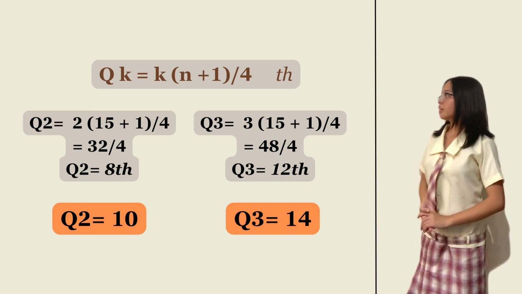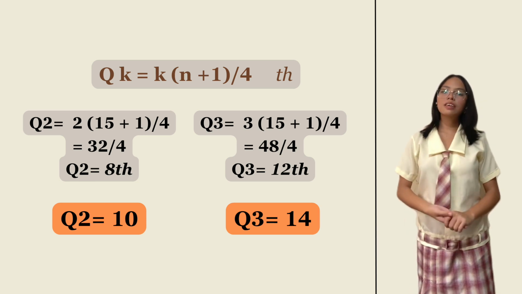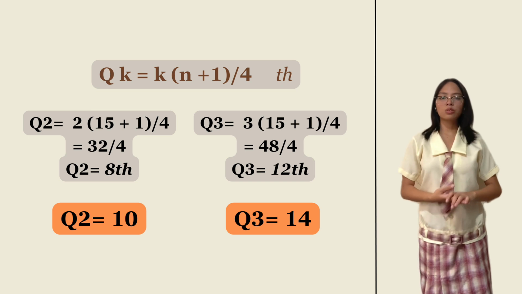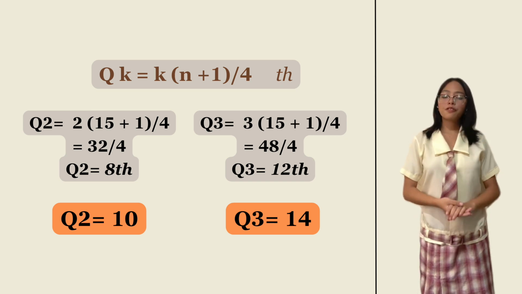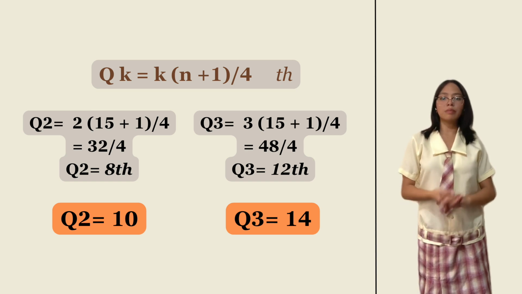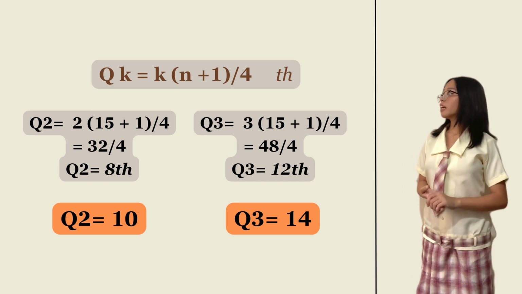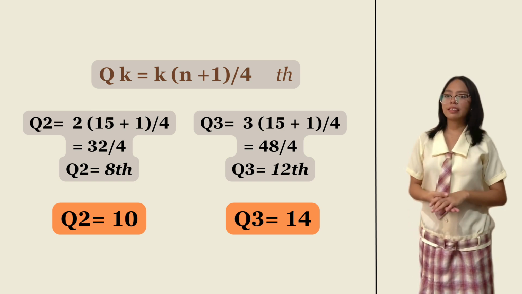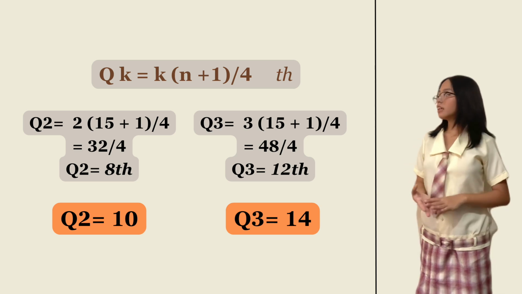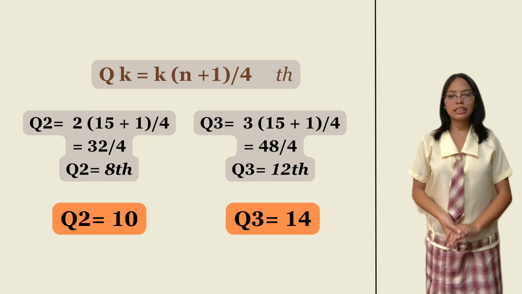Lastly, in quartile 3, our K is 3 and our N again is 15. So we get quartile 3 is equal to 3 times 15 plus 1, divided by 4. 15 plus 1 is 16, times 3, we get 48, divided by 4. Our Q3 is 12. So quartile 3 is the 12th data, which is 14. Therefore, quartile 3 is 14.